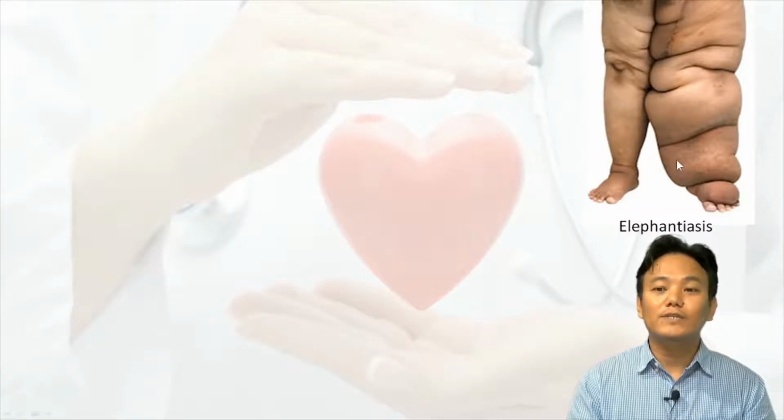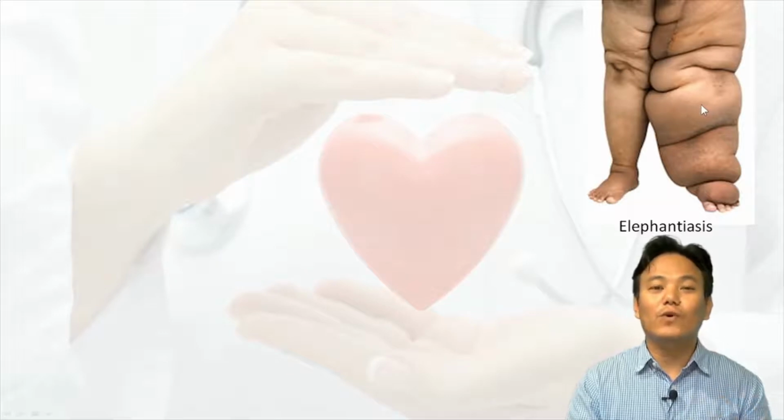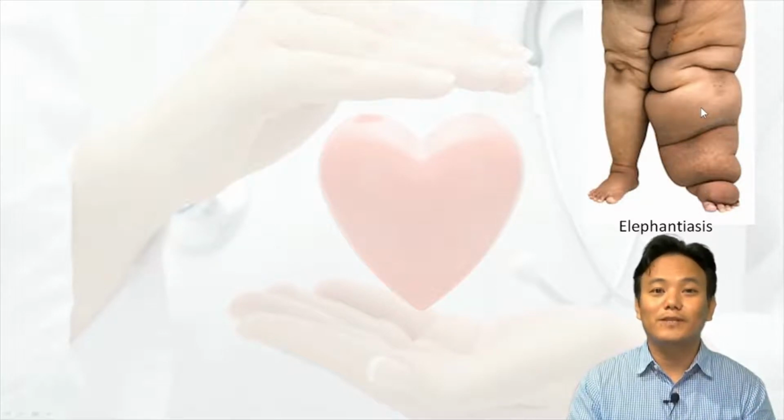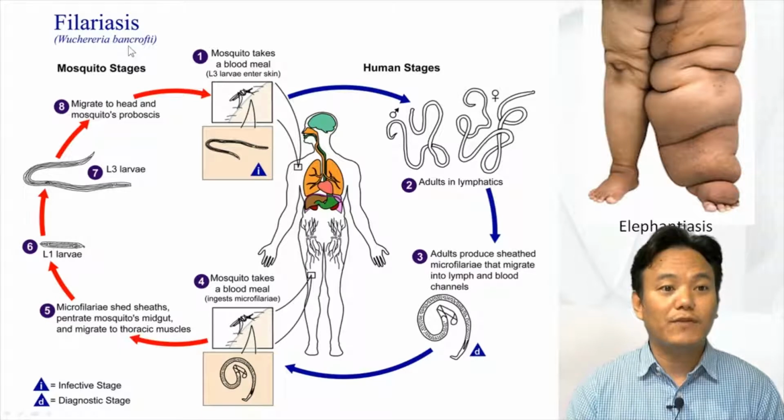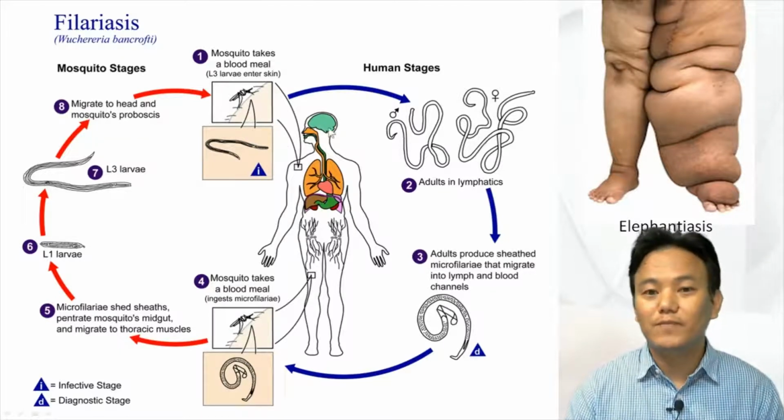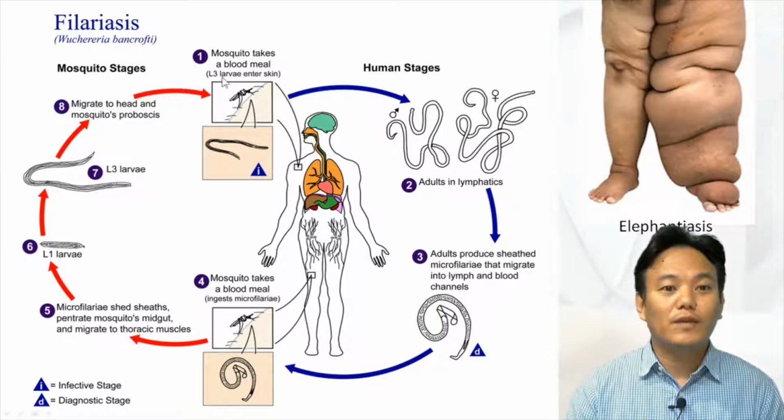It is not just the limbs, it can also affect the groin part as well as the breast part. So that is about elephantiasis disease. Now let us take a look at the life cycle of the filarial worm, Wuchereria bancrofti, in order to understand the disease better. So we will start from here.